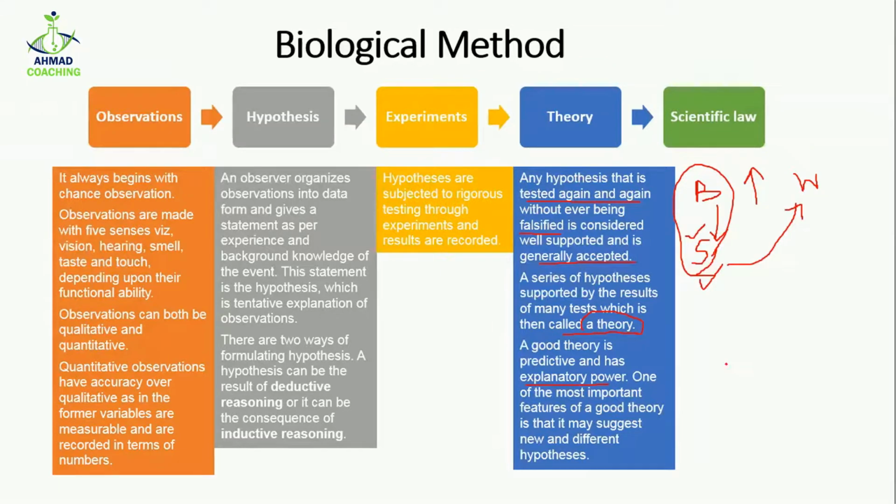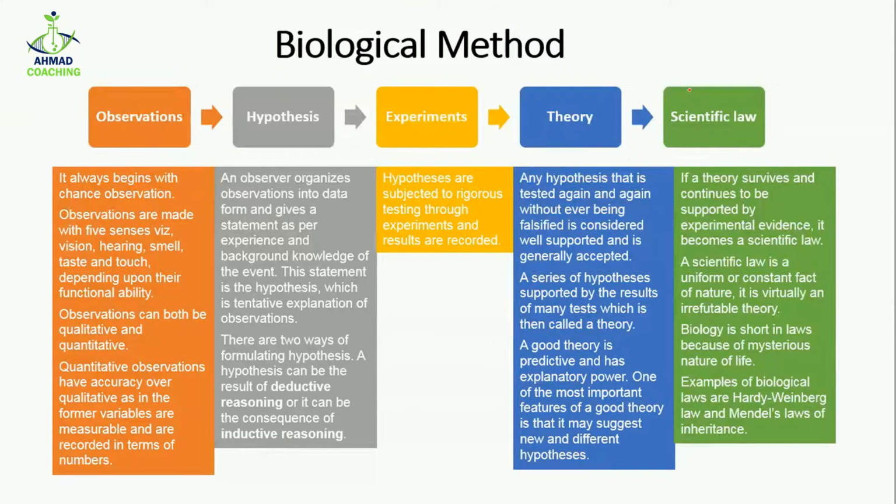One of the most important features of a good theory is that it may suggest new and different hypotheses. We can also come up with that, okay, we have an eagle and we know that eagle is a bird. It means that eagle will also have wings. So one hypothesis is leading to another hypothesis, and in this way we are going to make a good theory.